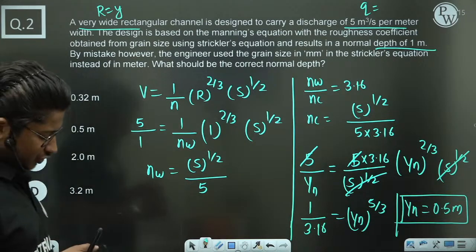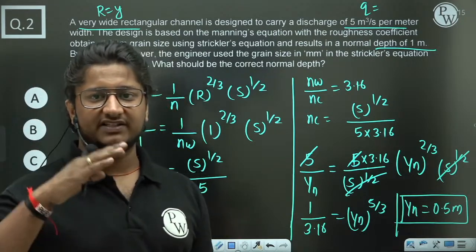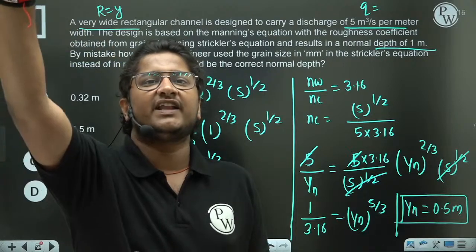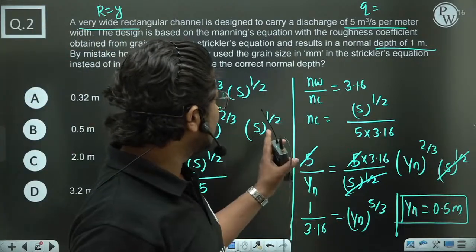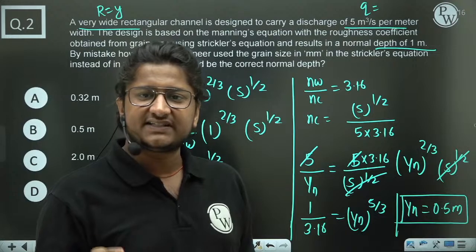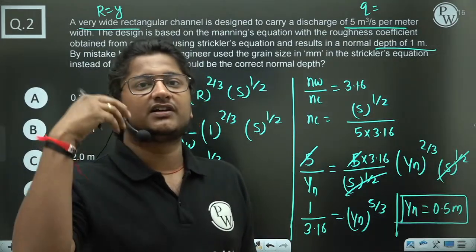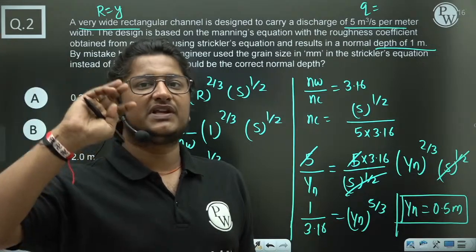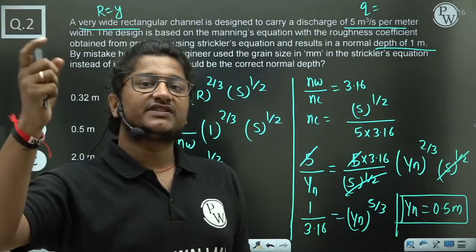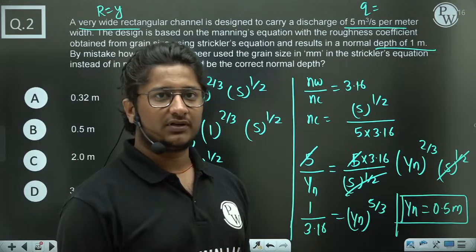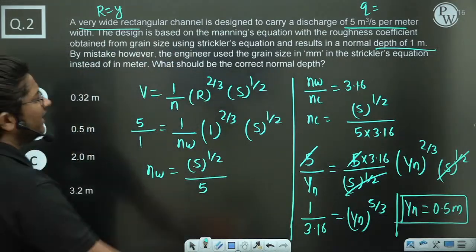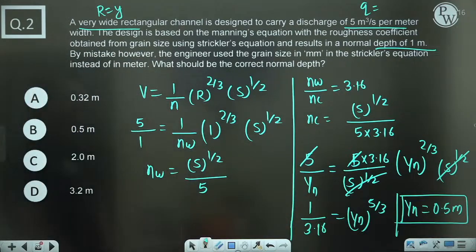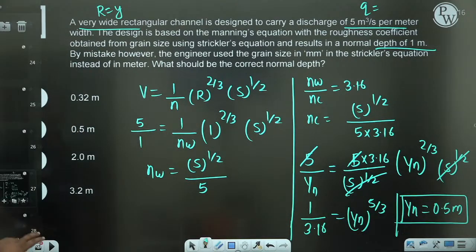Okay, so this is very important. By the way, this concept is very important. Here they are telling that instead of meter they have taken mm. So in that case, n wrong upon n correct we have taken as 3.16. But if instead of meter they have taken centimeter, or some other units, this type of questions can be formed. Different types of questions can be formed, and for that this constant value will be different. So you need to always remember that.